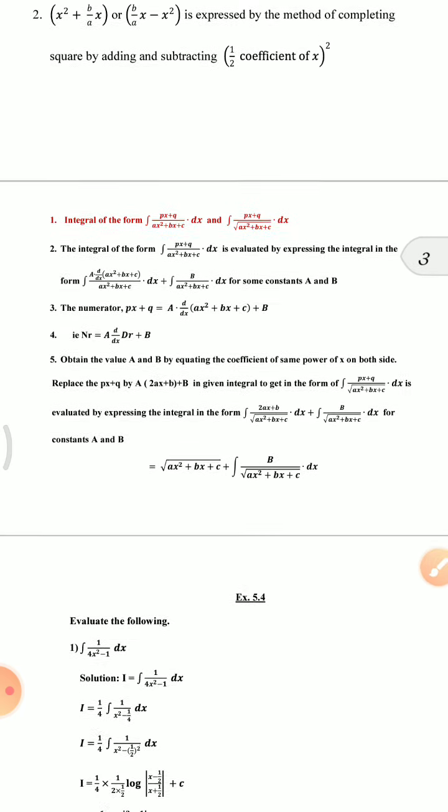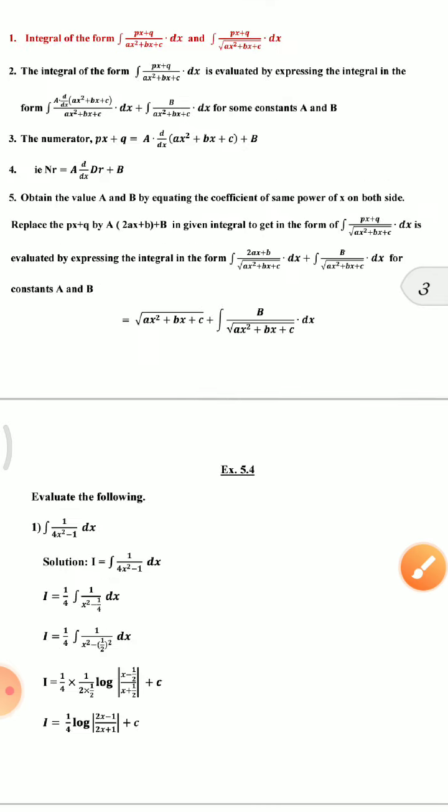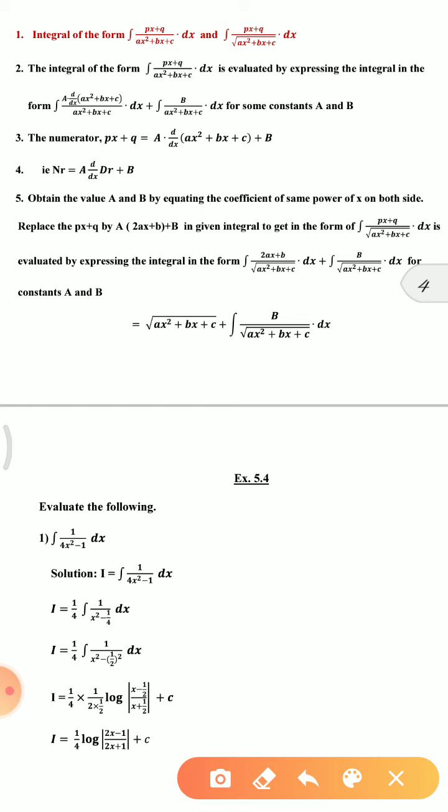Then see the next type of integration, that is, the integral of the form integral of (px plus q) upon (ax square plus bx plus c) dx and integral of (px plus q) upon under root of (ax square plus bx plus c) dx. The integral of this form is evaluated by expressing the integral in the form A into d by dx of the denominator ax square plus bx plus c upon ax square plus bx plus c dx plus integral B upon ax square plus bx plus c dx, for some constants A and B.